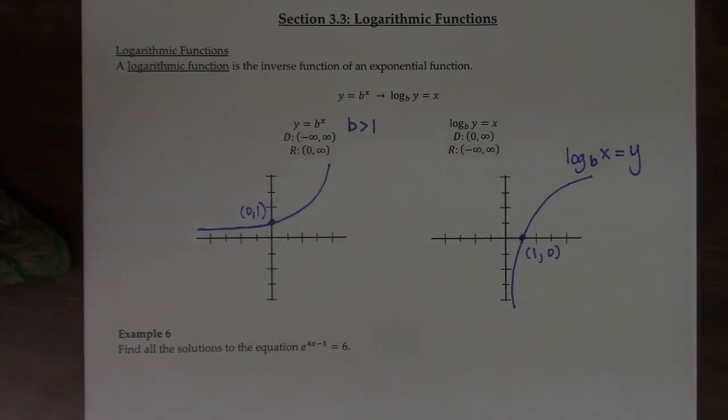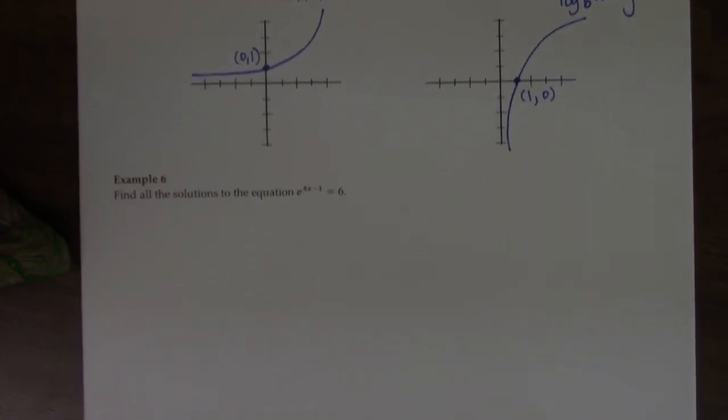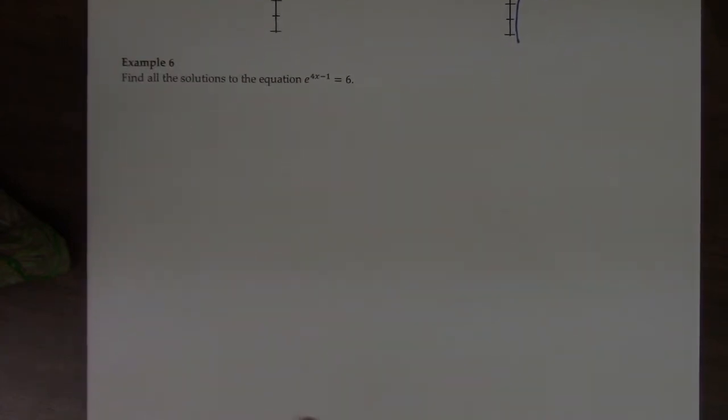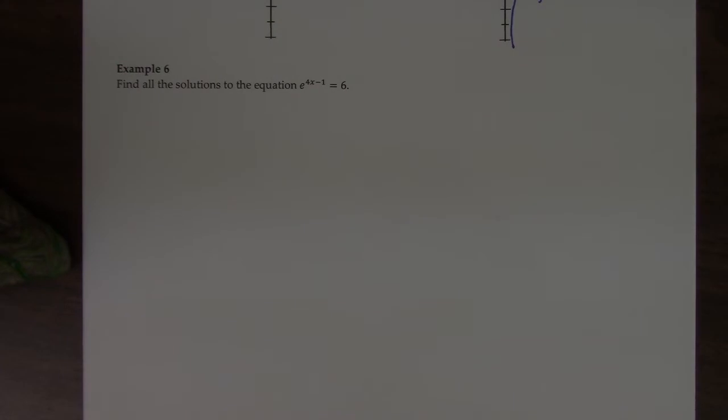So let's look at how we would apply logs in an example to use algebra. So remember that other property of logs is that if you put a function inside of its own inverse, x should come out, or the expression inside should come out. So we want to find all the solutions to the equation e to the 4x minus 1 equals 6.